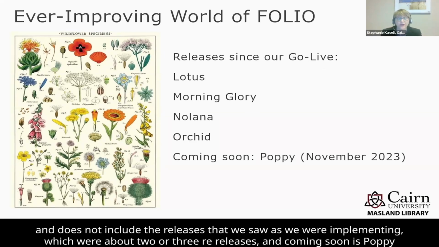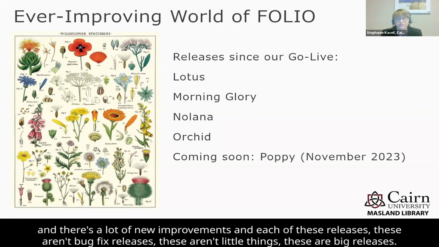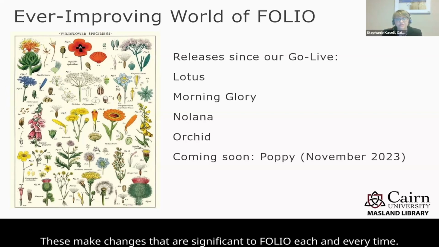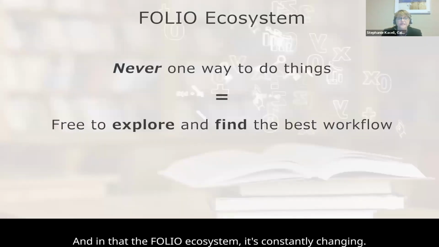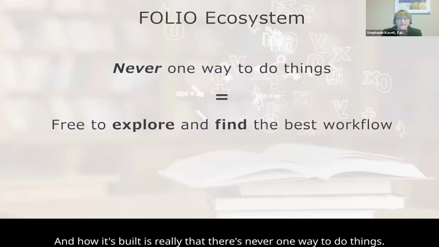And coming soon is Poppy, and there's a lot of new improvements. And each of these releases, these aren't bug fix releases, these aren't little things, these are big releases. These make changes that are significant to FOLIO each and every time. And in that, the FOLIO ecosystem, it's constantly changing. And how it's built is really that there's never one way to do things.